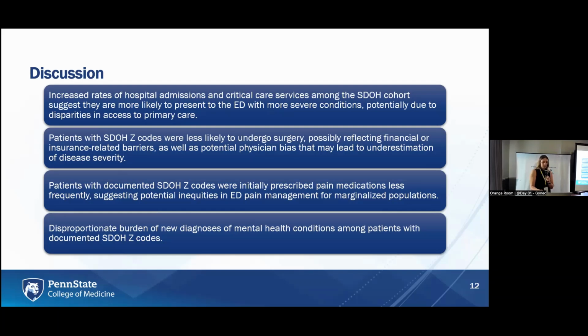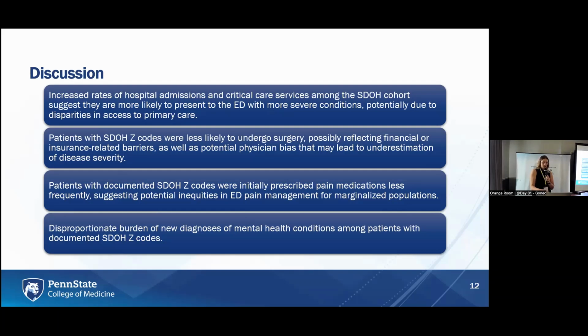After 1 month, patients with recorded SDOH codes became more frequently prescribed analgesics than the non-SDOH cohort. Although it is difficult to definitively conclude why that may be the case, this may represent inadequate management of the gynecologic condition within their first index visit, leading to prolonged discomfort and increased morbidity in the SDOH positive population.